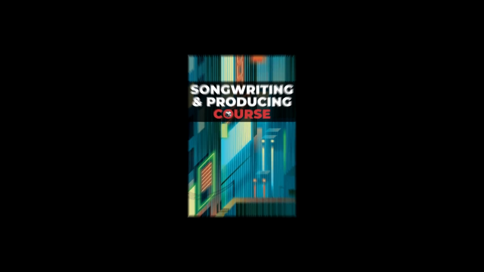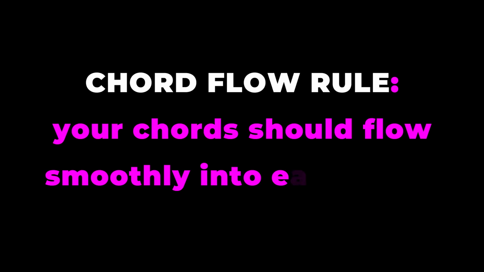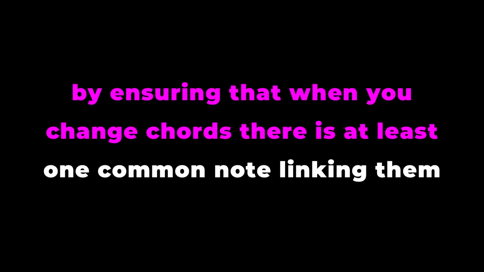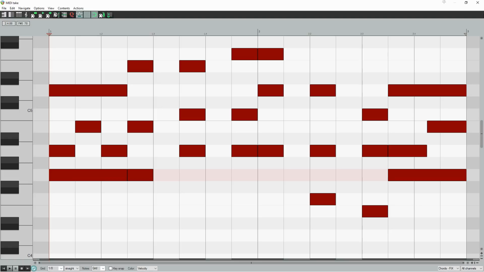So to conclude, our chord flow rule is that your chords should flow smoothly into each other by ensuring that when you change chords, there is at least one common note linking them, and that common note is in the same place within both chords. Now let's have a listen to the final example. We hope you enjoy it.